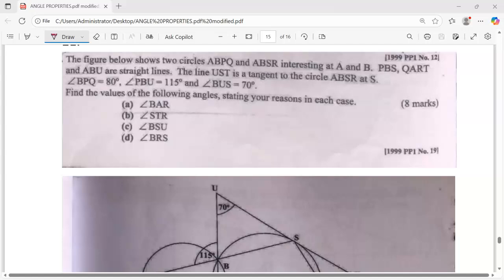We are presenting a question that was done in K.C.S.E 1999, paper 1 question number 19, a question on angle properties of a circle. The question reads: the figure below shows two circles APQ and ABS intersecting at A and B. PBS, QART and ABU are straight lines. The line UST is a tangent to the circle ABSR at S. Angle BPQ is 80 degrees, PBU 115 degrees and BUS 70 degrees. Find the values of the angles, stating reasons in each case.